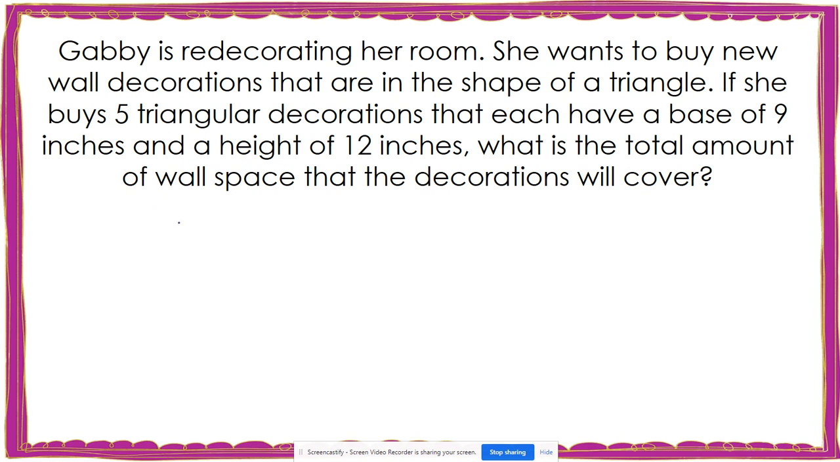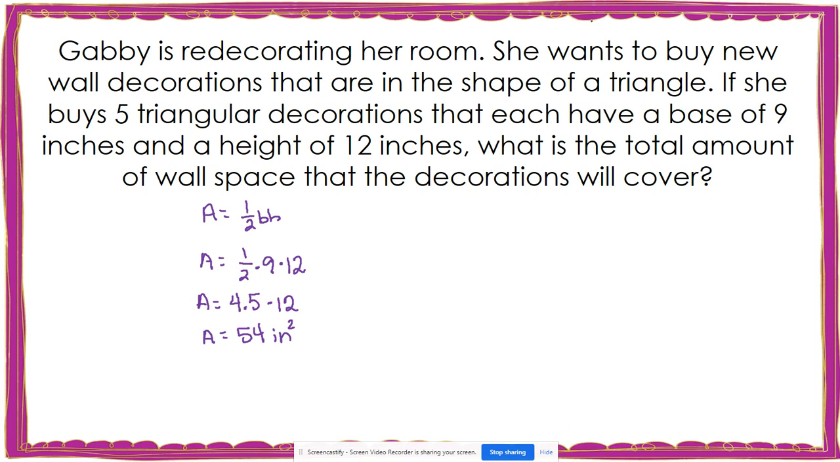Well, let's think about the area of just one of those decorations. I'm going to use the formula for a triangle, which is 1/2 base times height. I know that each of Gabby's decorations has a base of 9, so this is 1/2 times 9, and then times a height of 12, so times 12. Now I can just multiply 1/2 times 9, which gives me 4.5, and then times 12. So when I do 4.5 times 12, I get 54. So that means that each triangular decoration has an area of 54 inches squared.